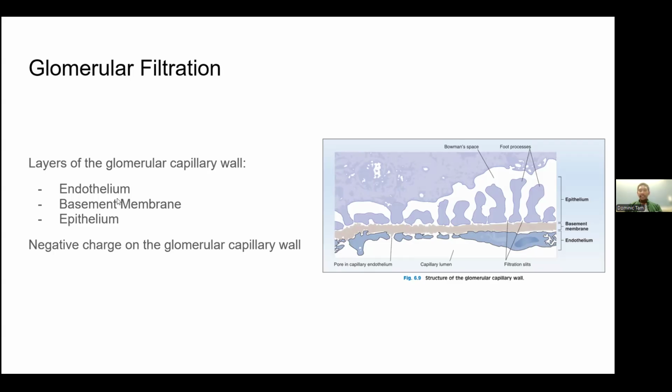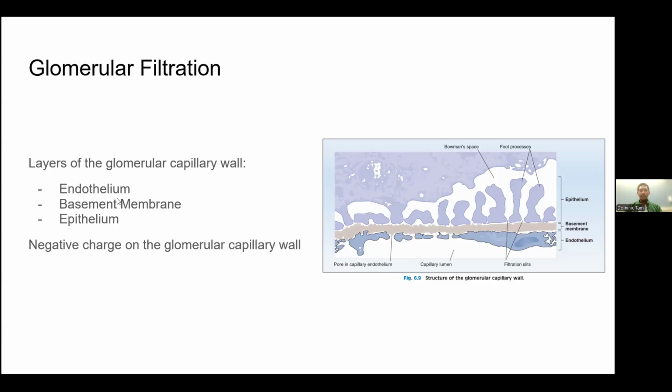Right? These negative charges are present on the endothelium, on the lamina rara interna and the externa, and on the podocytes and the foot processes. And a consequence of these negative charges is that they add an electrostatic component to filtration. Positively charged solutes will be attracted to the negative charges on the barrier and be more readily filtered, whereas negatively charged solutes will be repelled from the negative charges on the barrier.